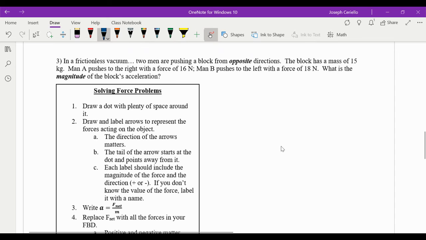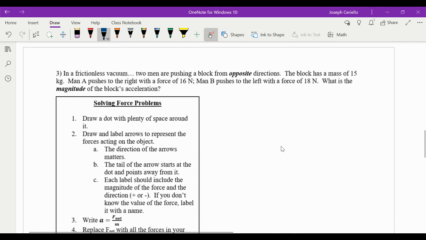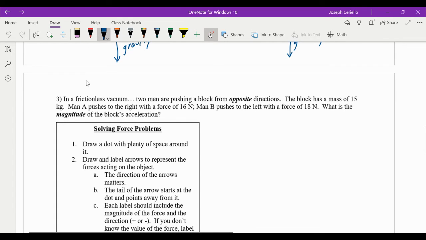All right, so here's a step-by-step process for doing free body diagrams. It looks really extensive, but it's actually quite simple. So number 3 says in a frictionless vacuum. So just so you know, in a frictionless vacuum, that means no friction. Obviously, that's what frictionless means. And a vacuum means no air.